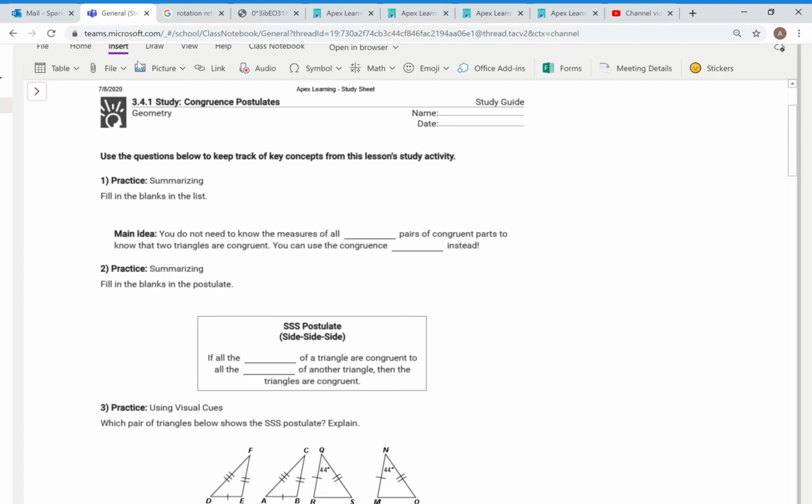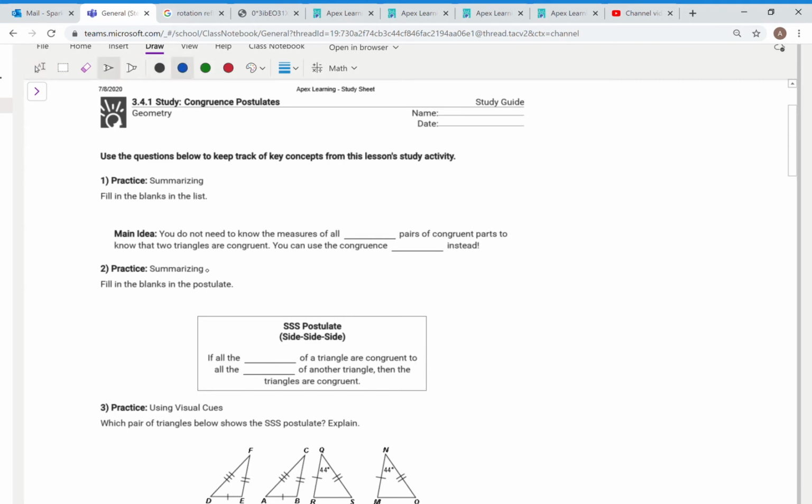So this section is the congruence postulate section. The congruence postulate theorem is just ways to be able to say triangles are congruent without knowing every single side. And I'll, of course, show you what I mean by that. So we go to our first fill in the blank here.